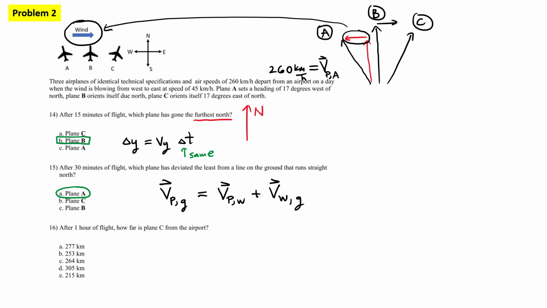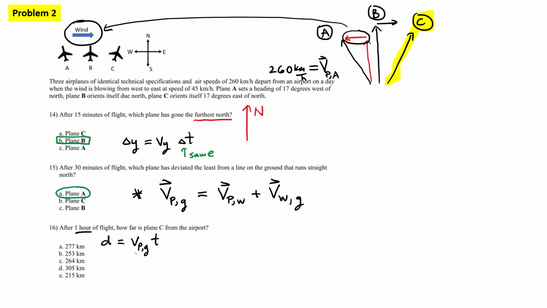All right, the next problem says, after 1 hour of flight, how far is plane C from the airport? Okay, so we're really looking at this plane over here. So what we have to do now is figure out this expression over here for plane C. If we want to know how far it is, you want to know the distance, we simply need to know the speed of the plane relative to the ground multiplied by our time, which is going to be 1 hour. So as long as we can figure out what is the speed of the plane relative to the ground, we're going to be in good shape. Let's first find the vector of the plane relative to the ground and then find the magnitude of that vector.